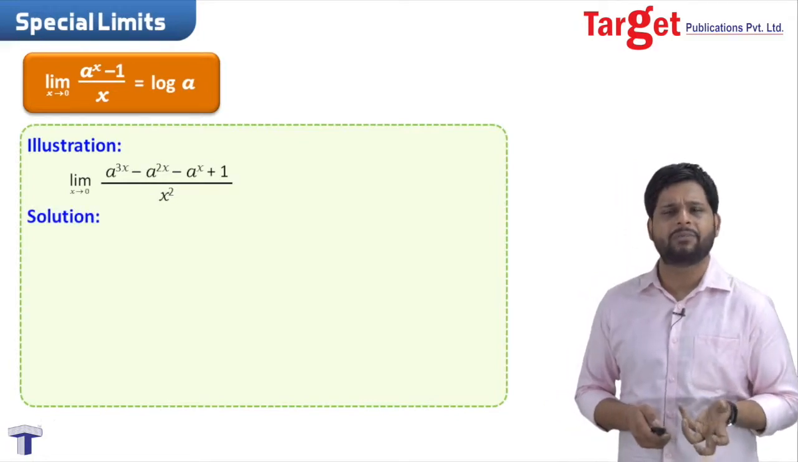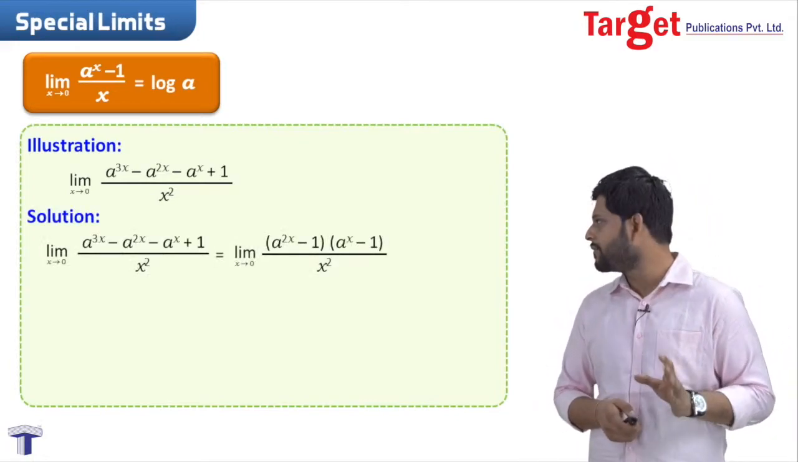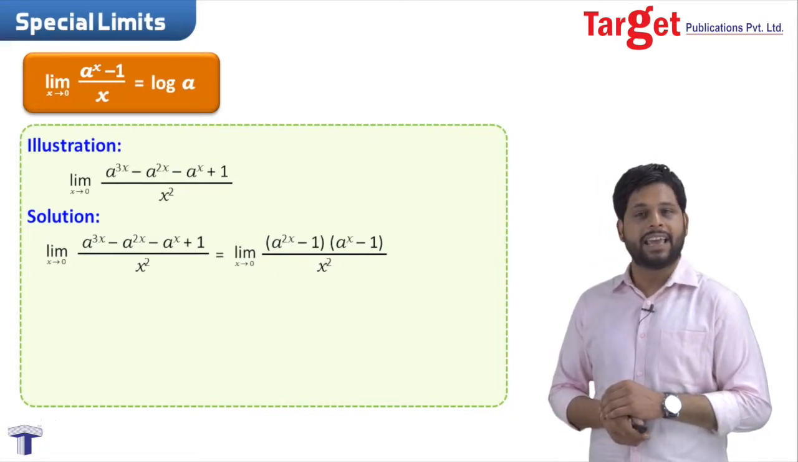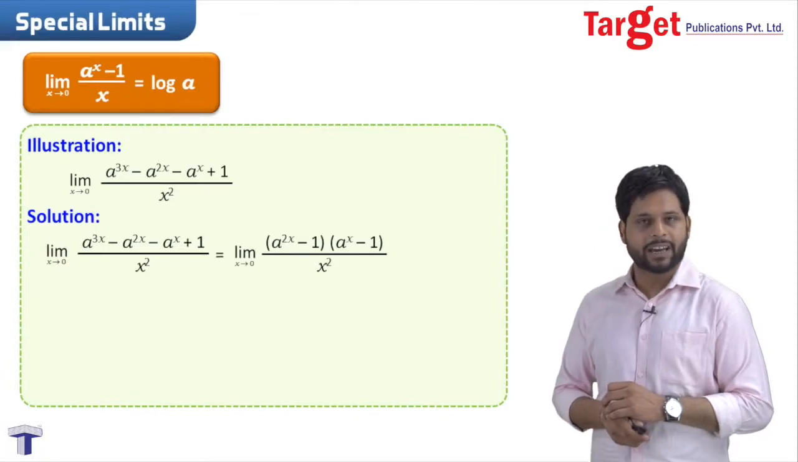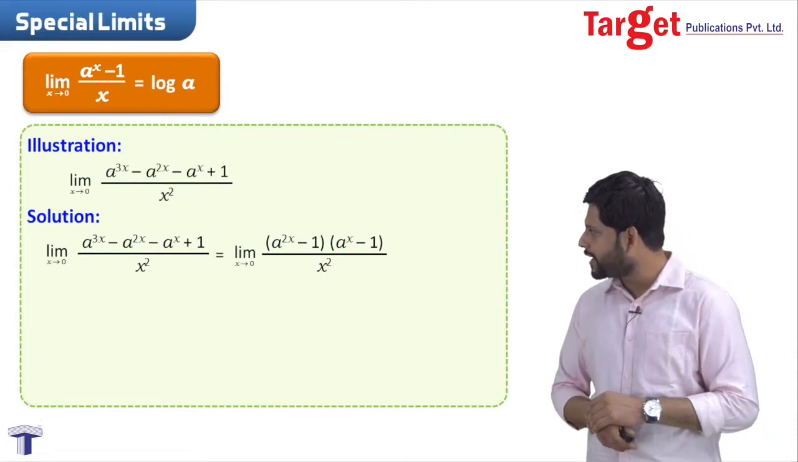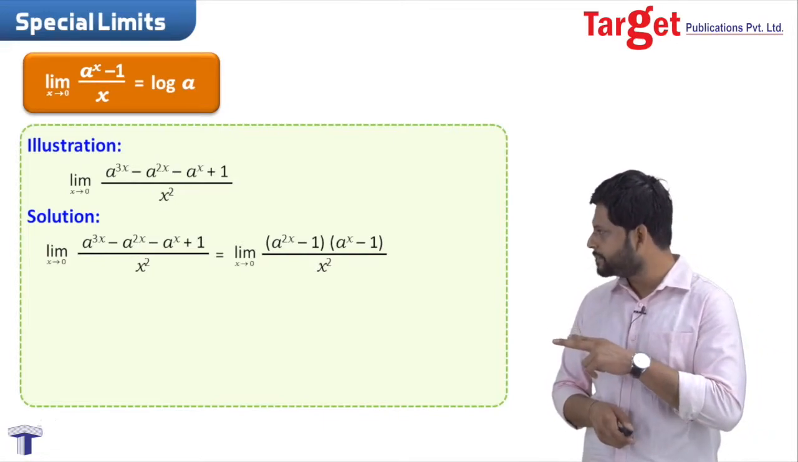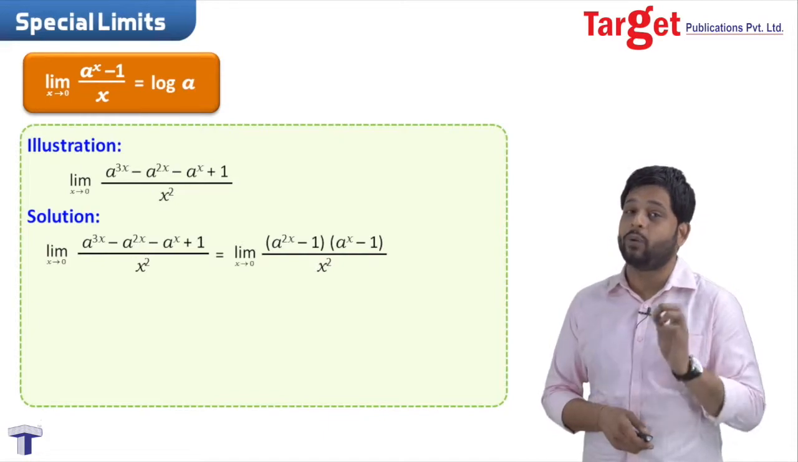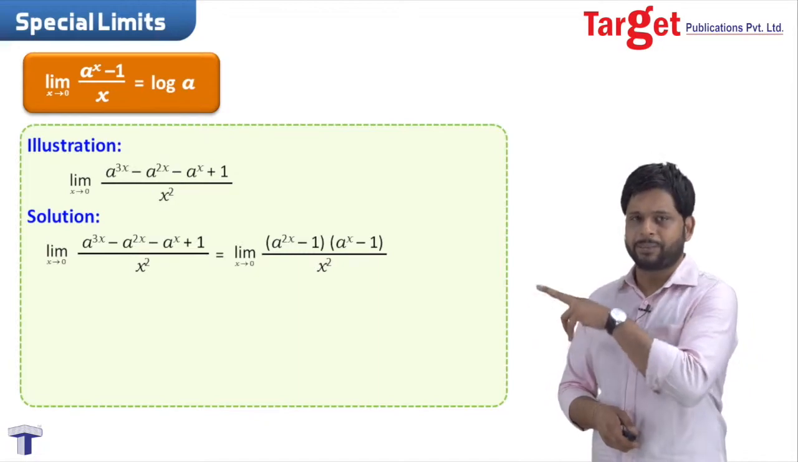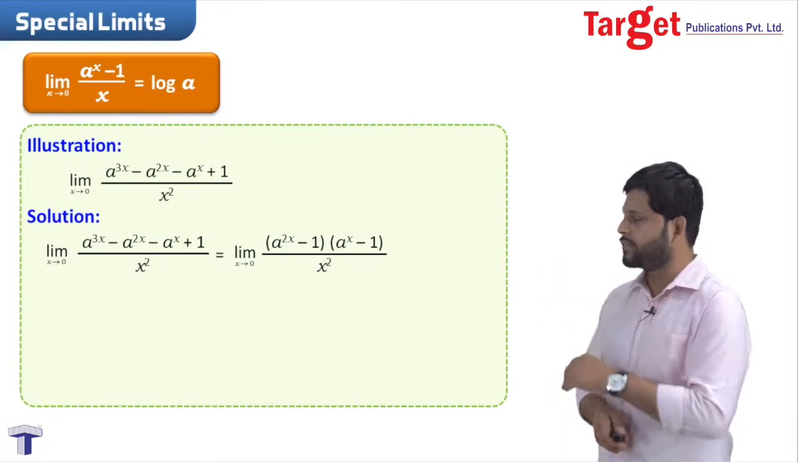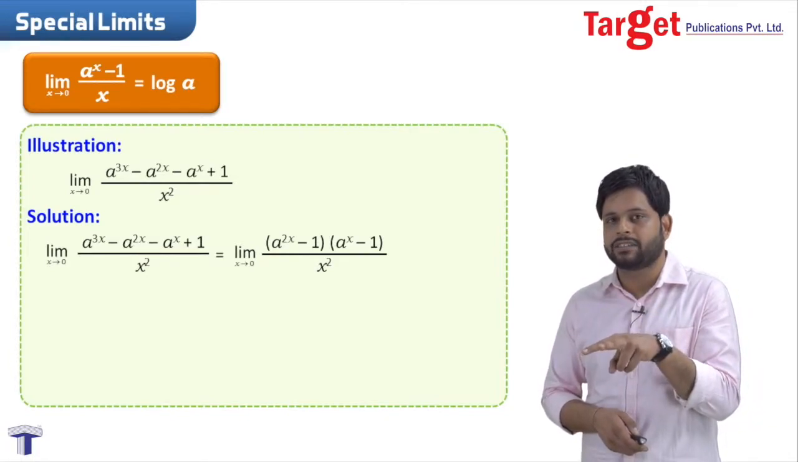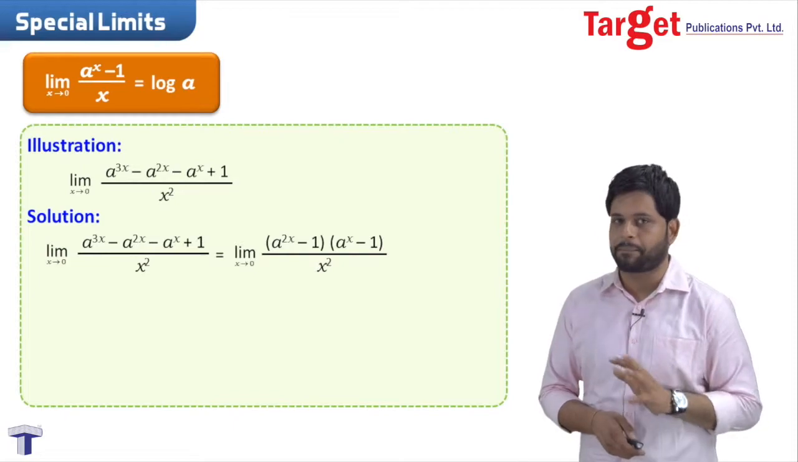So what I'm doing is, I'm just taking the factors out of it. So what we are left with here is (a to the power 2x minus 1) times (a to the power x minus 1) upon x square. So now you see, you have an x square in the denominator. We can split it. Okay, as in the formula we require only x in the denominator, but here we are having x square. So by splitting it, I give my x to both of these functions. And if you remember the algebra, if you are having a multiplication of two functions, we can give the limit to both the functions separately.